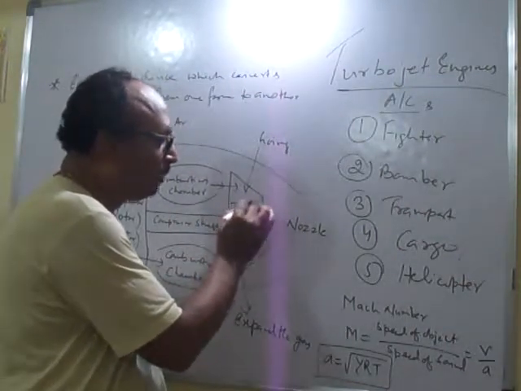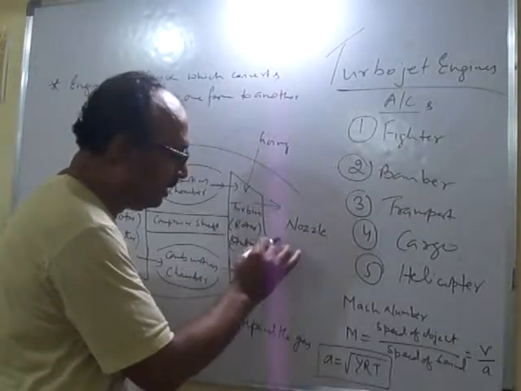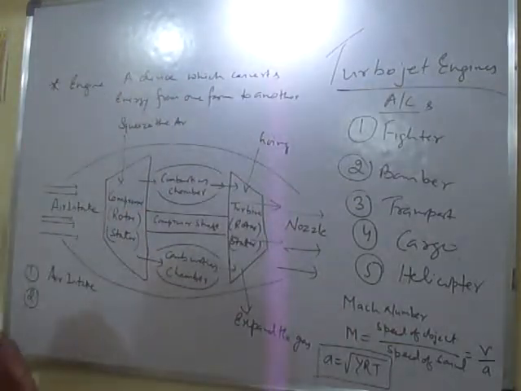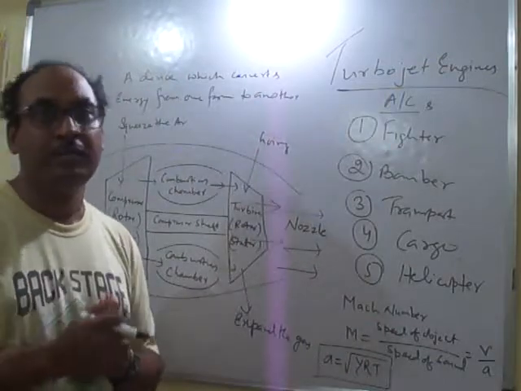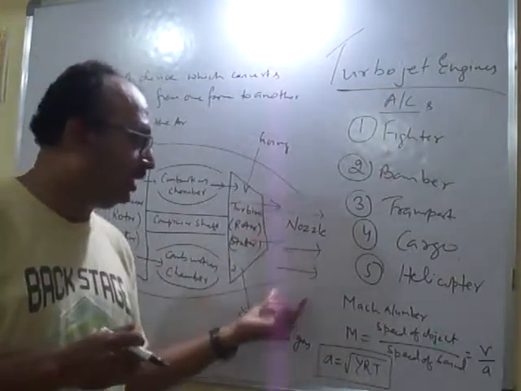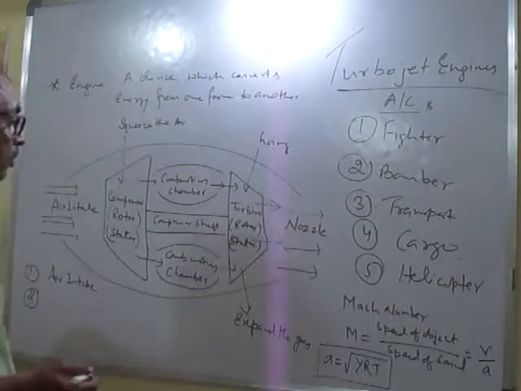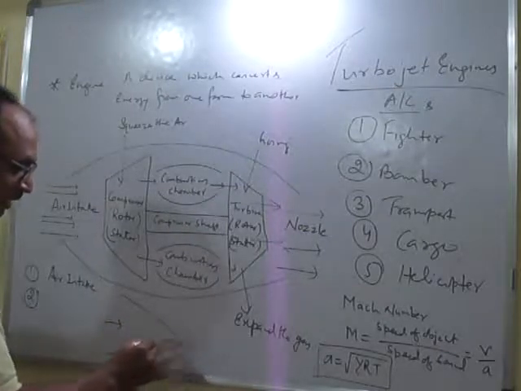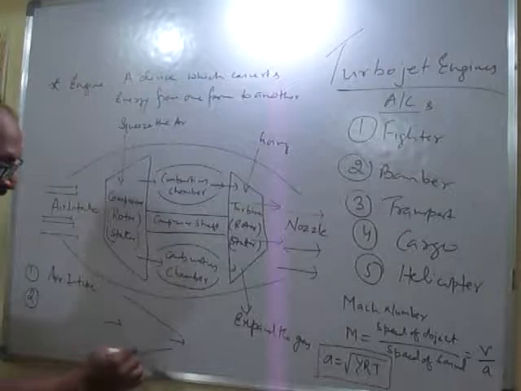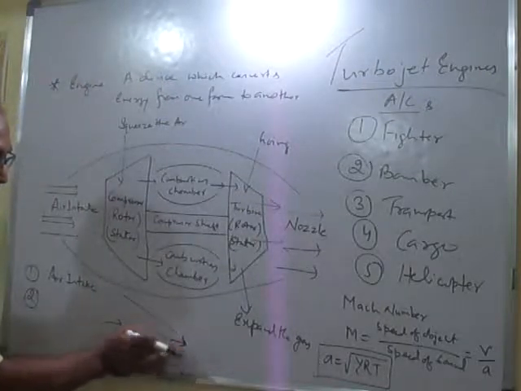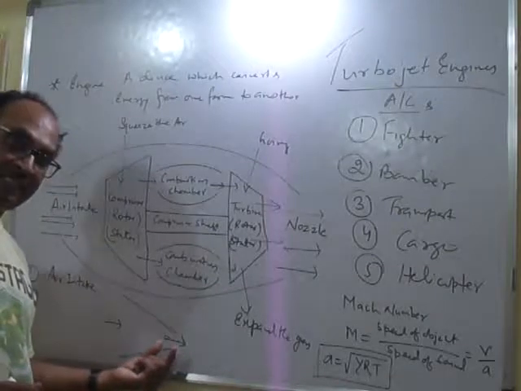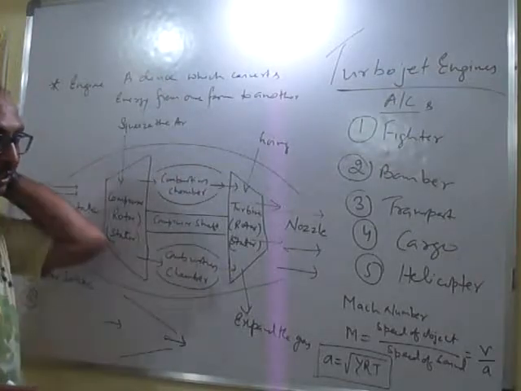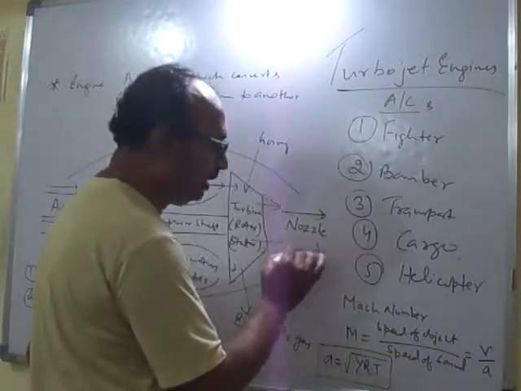The air after expansion is at high velocity, and we have two types of nozzle. One is called a convergent nozzle, another is called a convergent divergent nozzle. In lower power engines, we use a convergent nozzle. In a convergent nozzle, the inlet area is more and the outlet area is less, so the velocity keeps on increasing. When the gases come out from the smaller area, they are at very high velocity. So this nozzle is designed in this way.